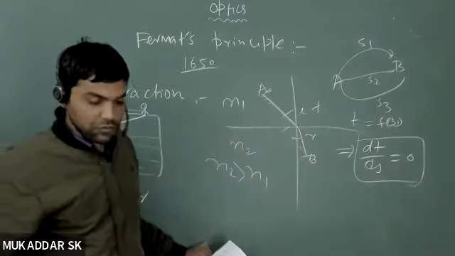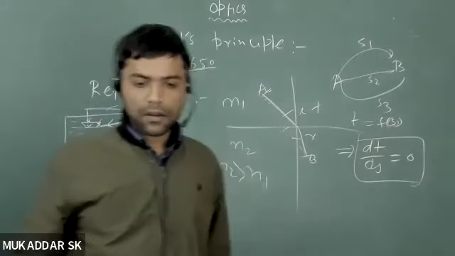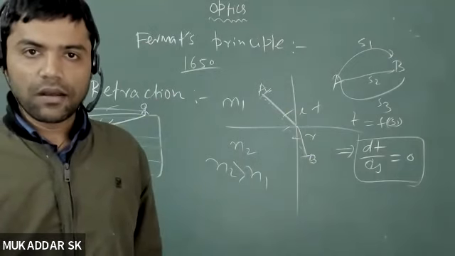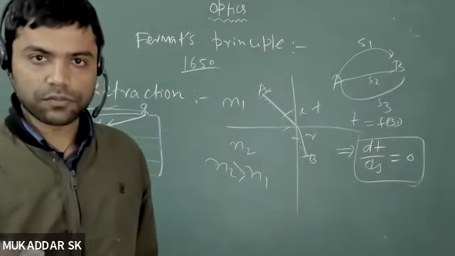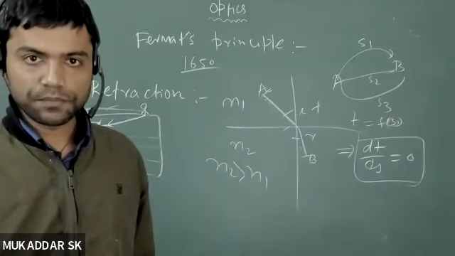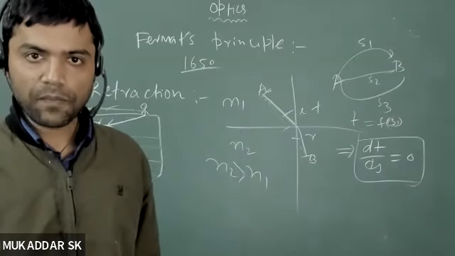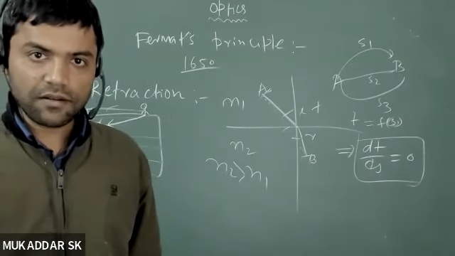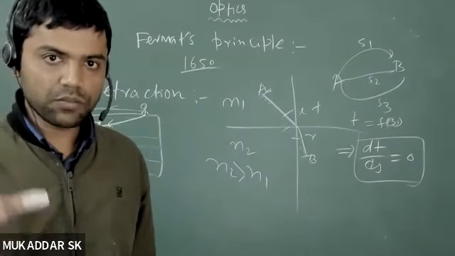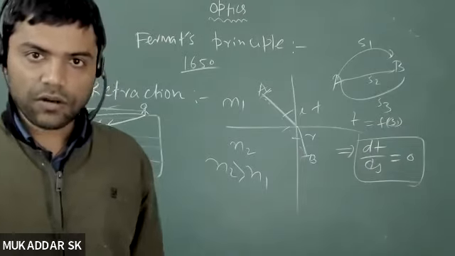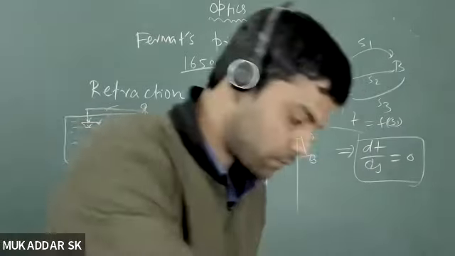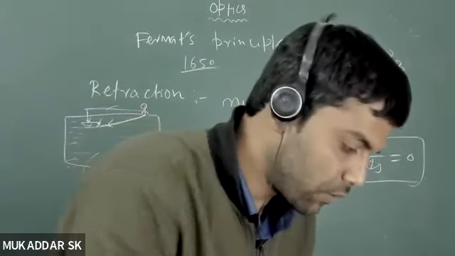So the ray will always follow the path, to go from one point to another, in which its optical path is smallest. So you have to keep in mind smallest time and smallest optical path. So it will not follow the shortest path, but smallest time and smallest optical path. Okay, that you have to keep in mind. Okay, so this is all about your optics.